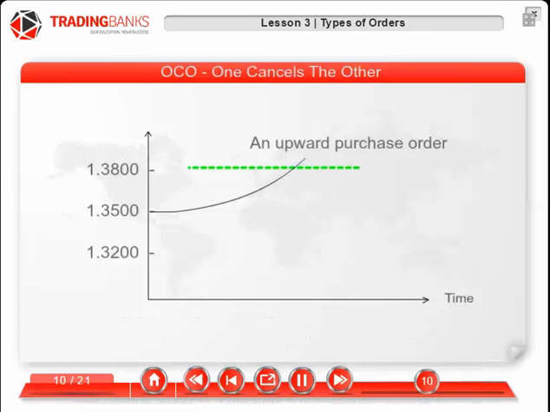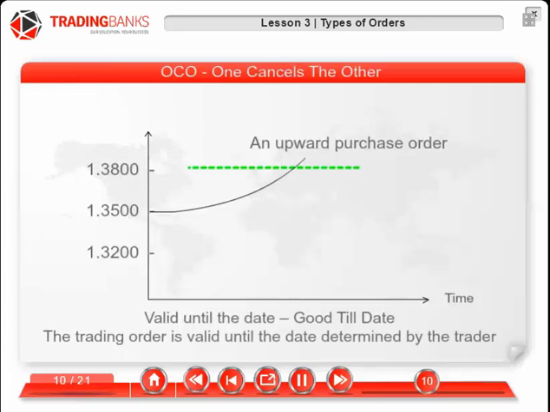Good till date. A trade order is valid until the date that is set by the trader. In other words, if by a certain date a trade order was not executed, it automatically gets canceled by the broker or by the trading program.